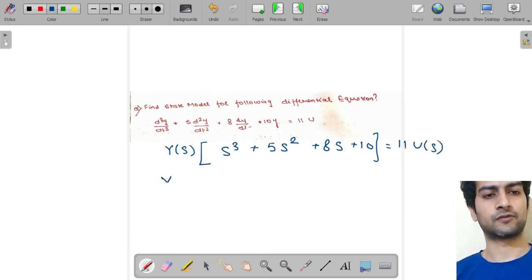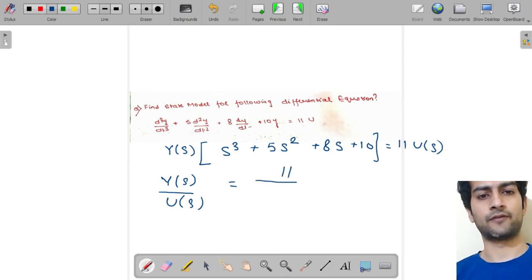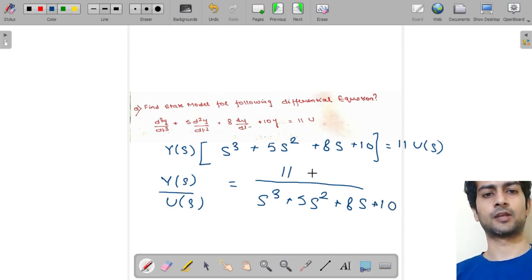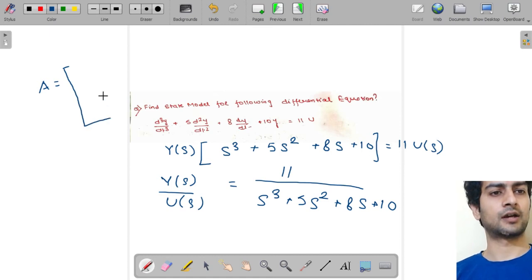So our transfer function will be something like Y(s)/U(s) is equal to 11 by s cube plus 5s square plus 8s plus 10. So it's a general form of transfer function. I will represent it in a state model by considering CCF, that is controllable canonical form. So for CCF, I will write matrix A. We know it very well.